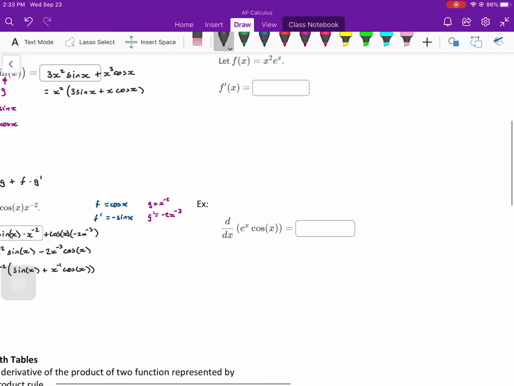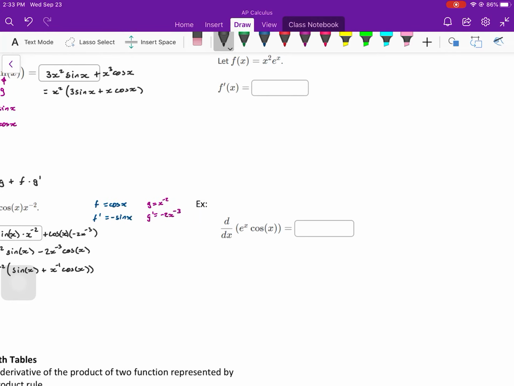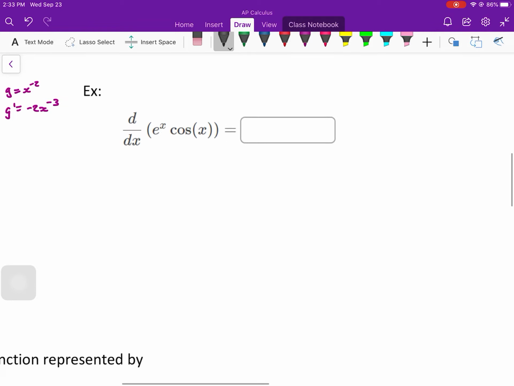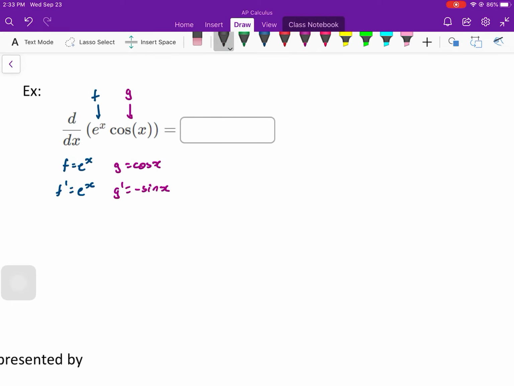So we last have e to the x. I think those are pretty straightforward, but we can go over one real quick. So here's f, here's g. So f is e to the x, meaning f prime is also e to the x. G is cosine of x, meaning that g prime is negative sine of x. So we'll do f prime times g, so f prime is e to the x times g is cosine of x, plus f is e to the x times g prime is negative sine of x.